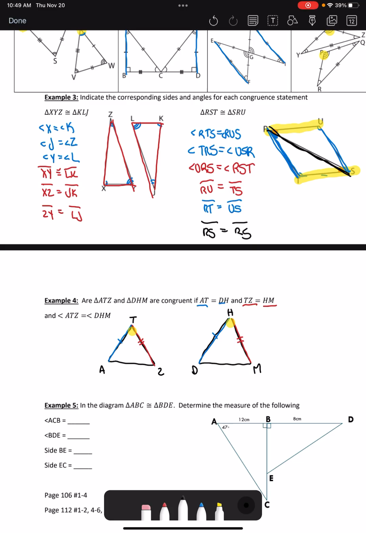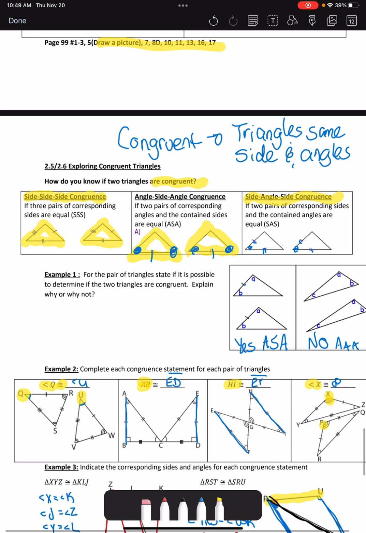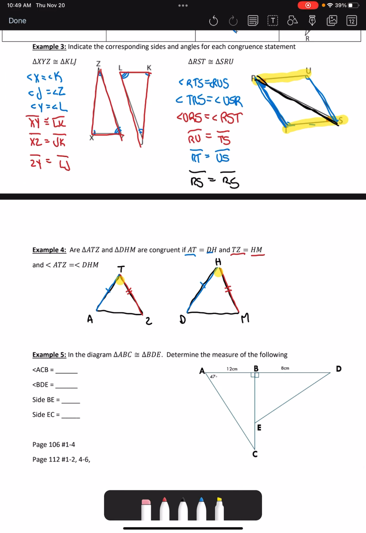So given this information, are they congruent? So again, go back to that very first slide that we talked about. So we have congruence with side, side, side, angle, side, angle, as well as side, angle, side. So in this case, we can see we have side, angle, side. So we have 2 sides and that contained angle. So we know, yes, they are congruent because of side, angle, side.